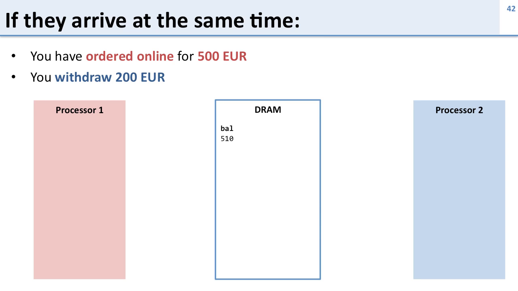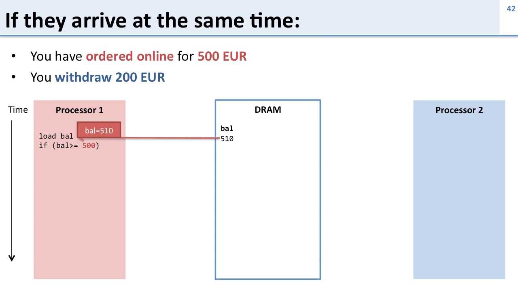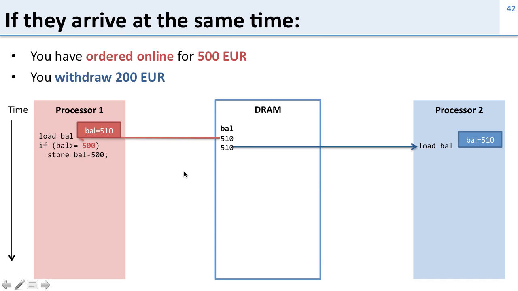Now let's see what happens if these two things are processed at the same time. So processor 1 is going to go through again. It's going to load the balance. It gets 510. It's going to check the balance is greater than 500. Now at this point the DRAM has 510 in it, but at this point the withdrawal starts processing also. So the withdrawal goes ahead and loads the balance, and the balance is 510 because the first processor has not updated it yet. Now in the next cycle, the first processor stores balance minus 500, so it puts 10 into the DRAM, and the second processor checks if the balance is greater than 200.